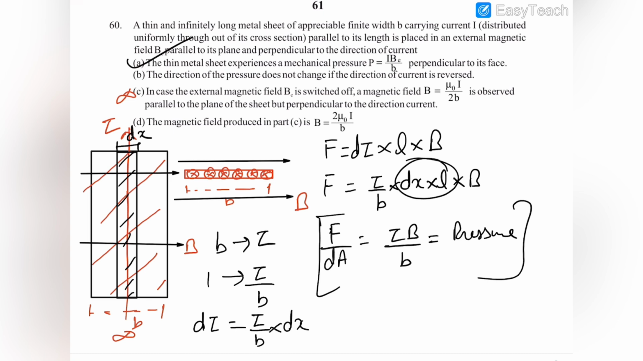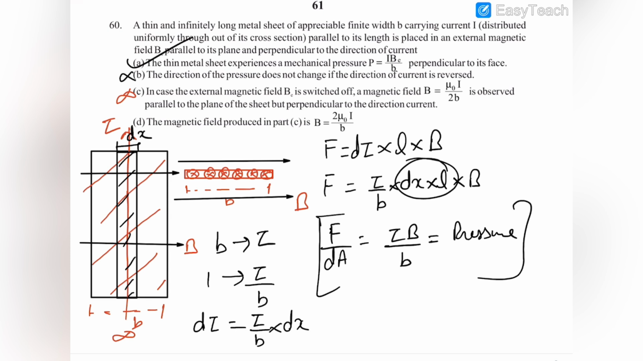Now option B says that when the direction of the magnetic field is reversed, or in fact the direction of current is reversed, the direction of pressure does not change. This is wrong, because as the direction of current is reversed, the direction of force will be reversed, and therefore the direction of pressure will be reversed.